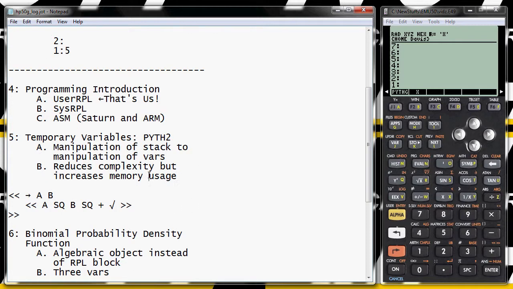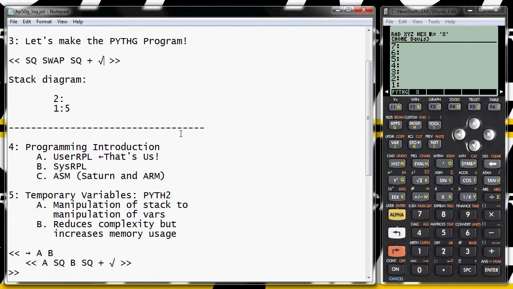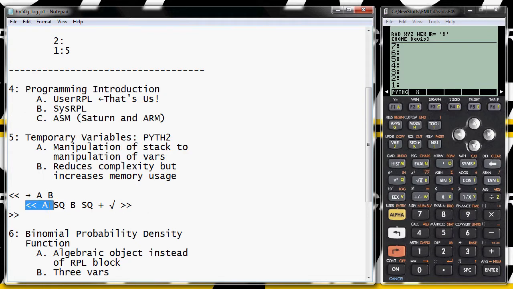So for something like the Pythagorean theorem, it's only two values. You're using just two levels of the stack. There's no need to really use temporary variables because you don't have to remember much in order to accomplish this task. But I will use the Pythagorean theorem as a way to show how temporary variables work. So get ready for PYTH2, our next program. Our first thing is to visualize again what's going on in the stack. We have 3 and 4, and we want to get the hypotenuse of a triangle with these legs.